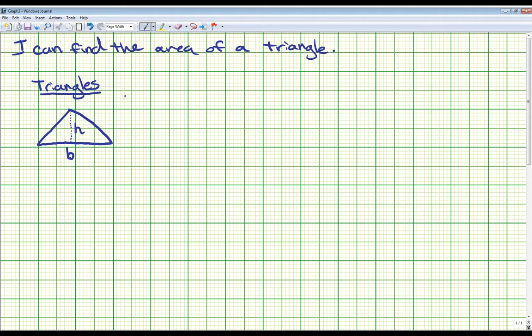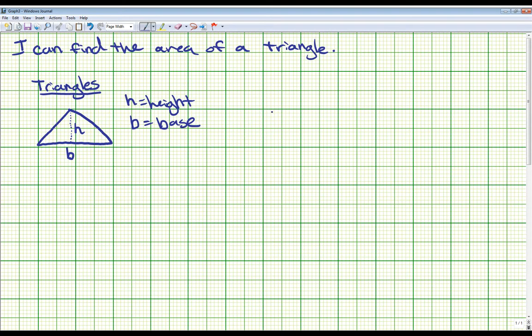Same as parallelograms, the H is going to stand for height on our triangle, and the B is going to stand for the base of our triangle. Remember, the height is not going to be one of these slanted sides. The height is going to be from the top point to the bottom point of our triangle. So how tall is this going to give us?